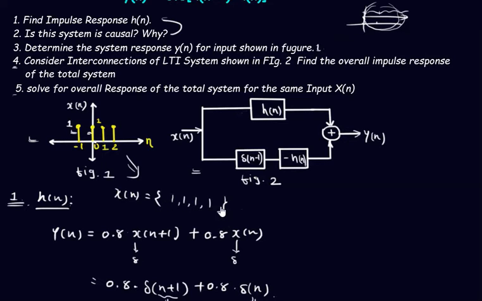All these values are 1, but where is the origin? The origin is the second from the left. This is minus 1, this is 0, this is 1, and this is 2. So here we have the origin. This is our equation number 1, and we have to find the response y of n by using figure 1. This is our input, and we have to find the output when we apply this kind of input, that is x of n.